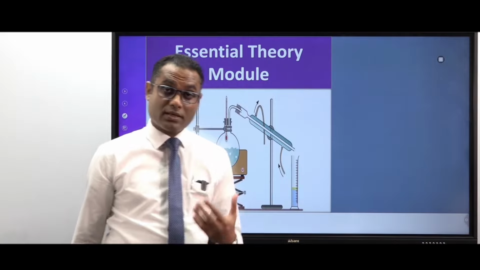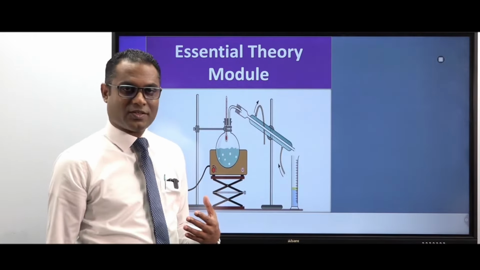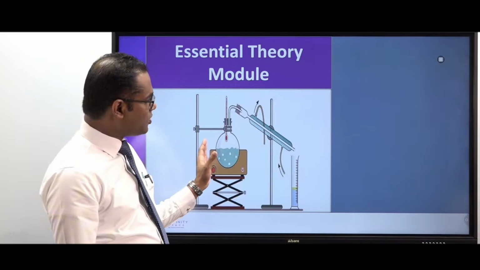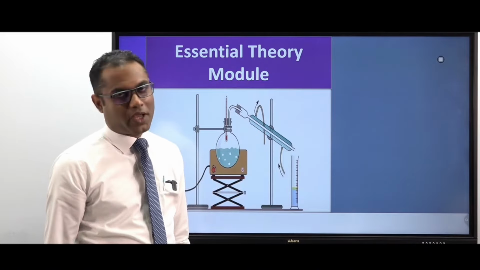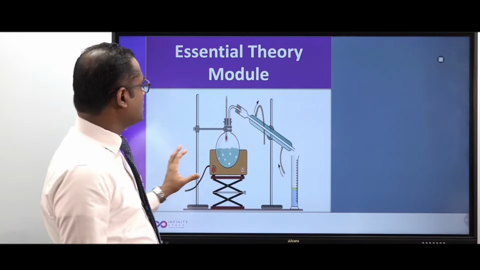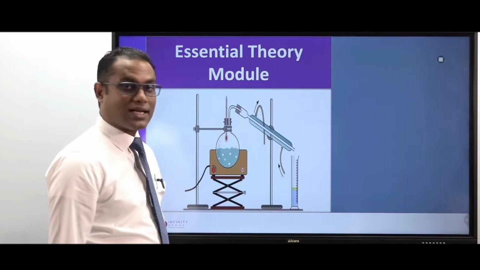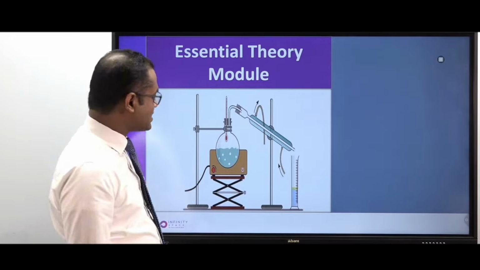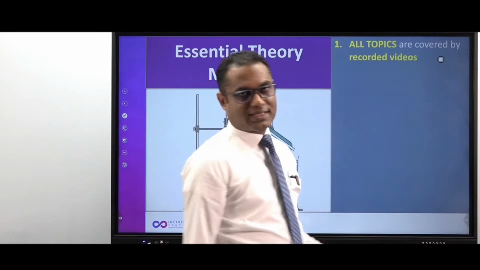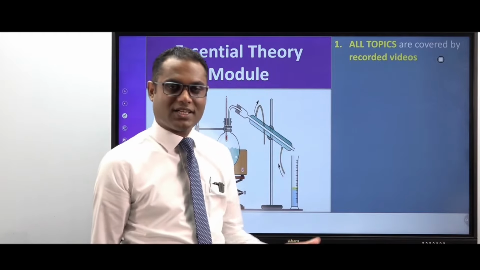Now I'm explaining the course content, how I'm going to take you through this course during the remaining 5 months. When it comes to your course, there are two main modules. Number one is the essential theory module. In the essential theory module, all topics are covered, mainly accounting standards and consolidation.